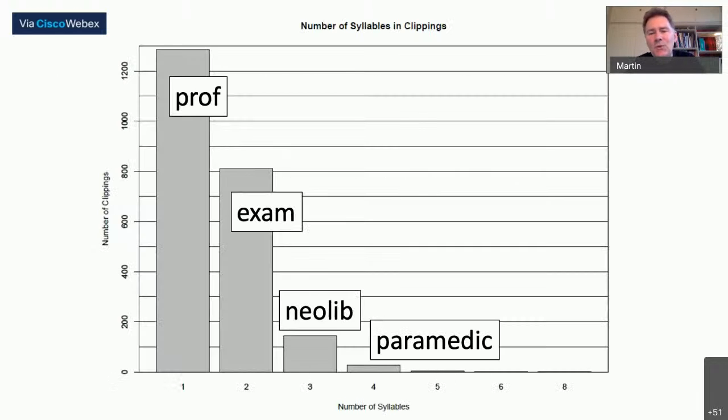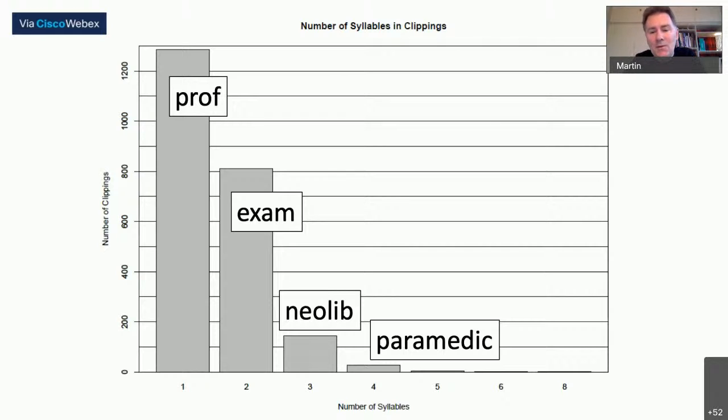Here you see a graph that shows our clippings according to the number of syllables from short to long. And it's in fact easy to see that most clippings are maximally short. So the one-syllable clippings are the most frequent category. Prof is one example. And that's the most frequent case. And after that, there is a relatively rapid decline as clippings get longer. So there's a sizable group of two-syllable clippings, like exam. And there are some clippings with 3 syllables, neolib, and even 4, paramedic. But after that, you can see that it's practically examples that you can count on one hand.